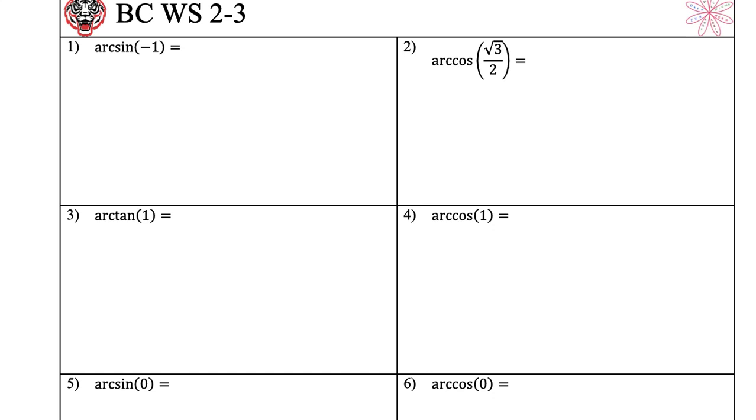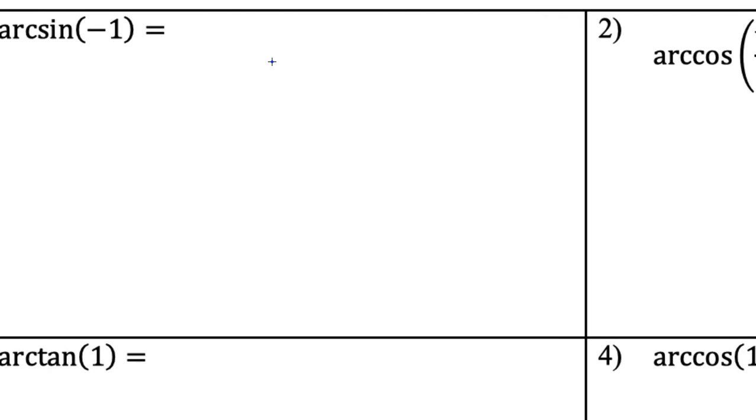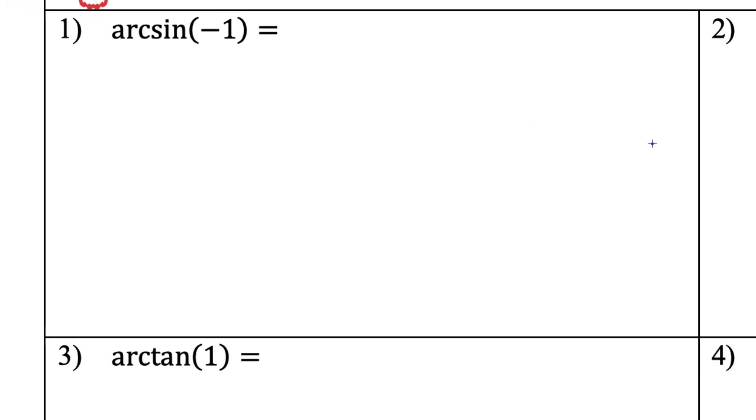All right, so we're in our pseudo BC calculus class, worksheet 2-3. We struggle a little bit on doing inverse trig functions. Let's make sure we really know what we're doing here. So arc sine of -1. Again, sine means I'm talking about the y-coordinate, and the y-coordinate is -1.